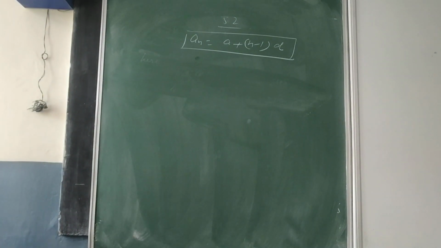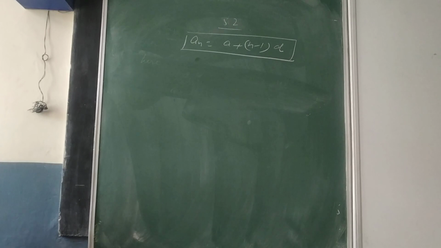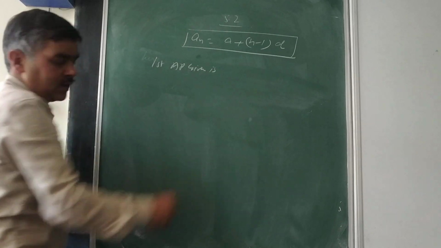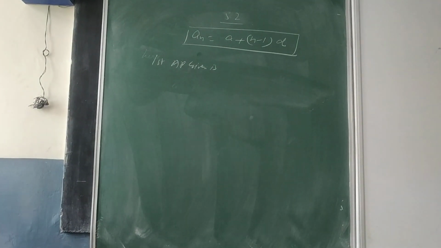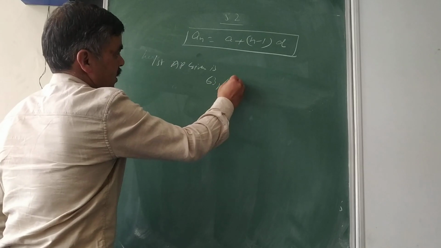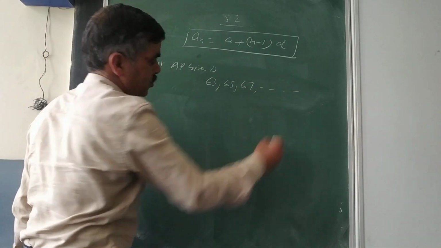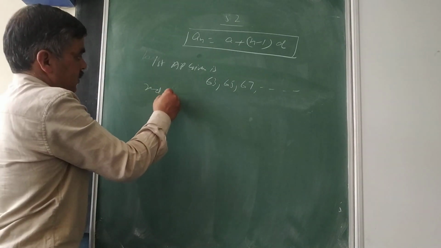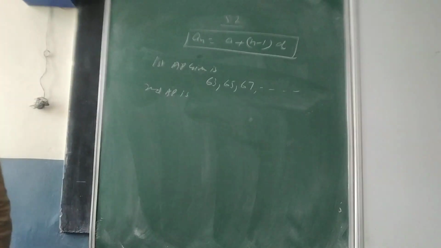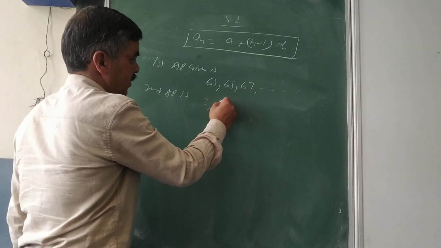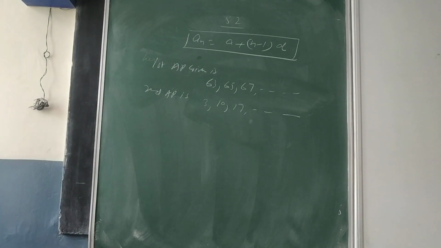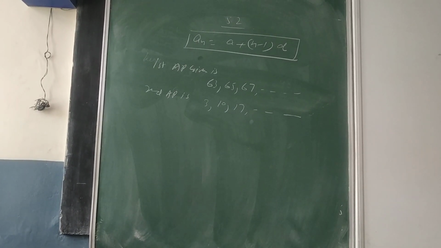For what value of n are the nth terms of two APs equal? The first AP given is 63, 65, 67 and so on. The second AP given here is 3, 10, 17 and so on. Now what is being asked? For what value of n are the nth terms equal?